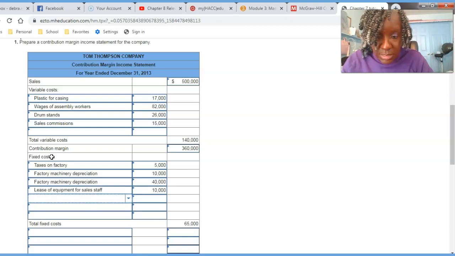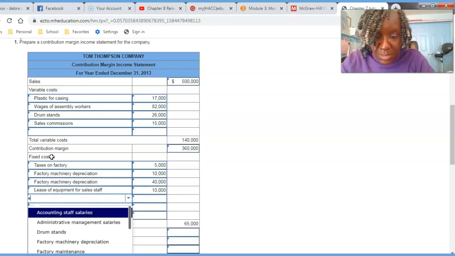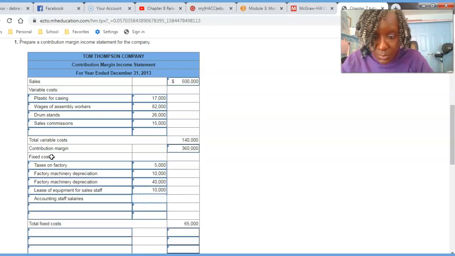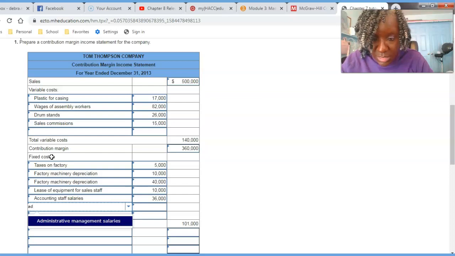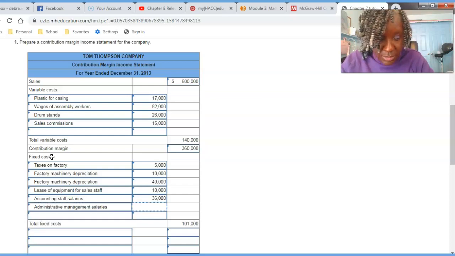And see, it's really relatively straightforward. The main thing here is that we're breaking out costs based on variable and fixed. And that's really what makes it different. Administrative costs, administrative management salaries. And that's about 125,000.